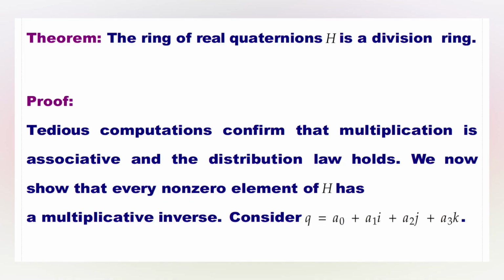We have already seen that quaternions form a ring. Will it be a division ring? Yes, it forms a division ring. Let us prove it in this theorem. The theorem is, the ring of real quaternions H is a division ring. Let us prove this. Tedious computations confirm that multiplication is associative and the distribution law holds. We now show that every non-zero element of H has a multiplicative inverse.